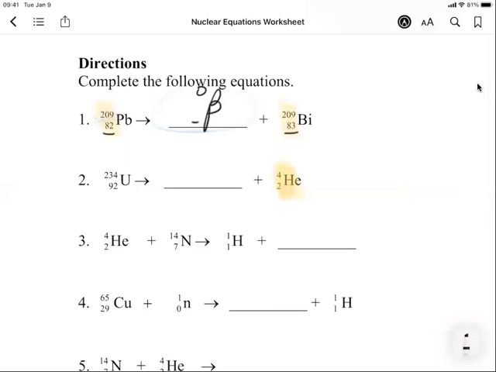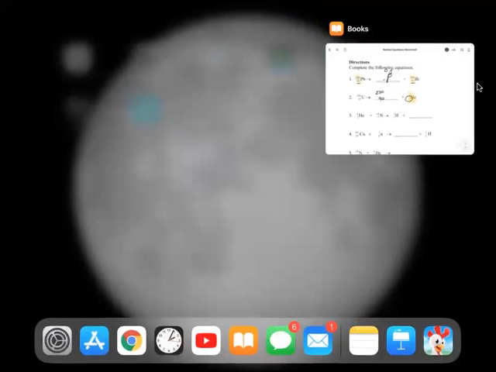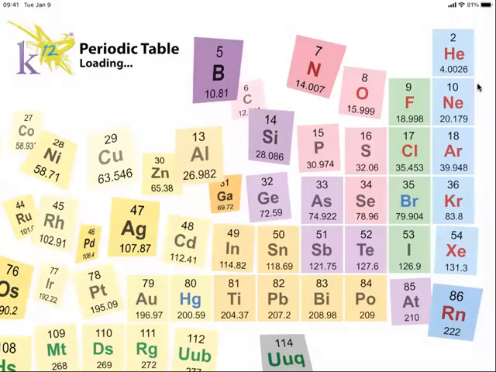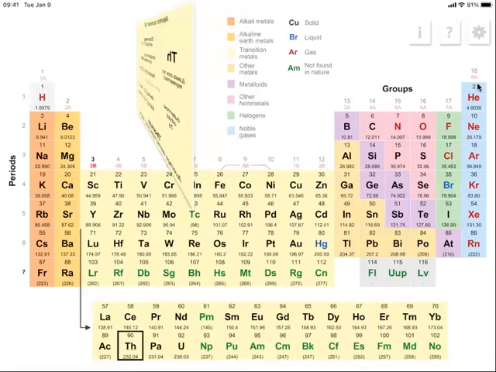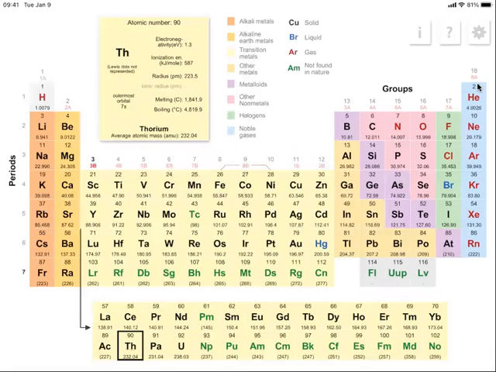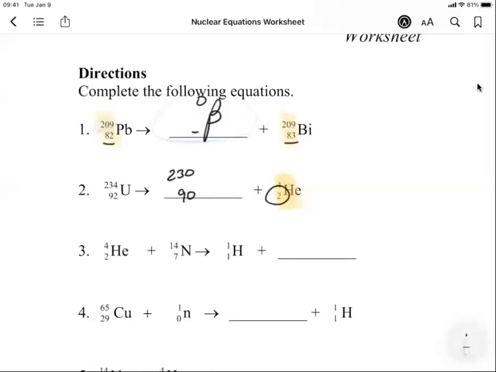So we start with 234. We're going to go down to 230, and our atomic number decreases by 2. So we go from 92 to 90. Now we go find our periodic table, and we find number 90, all the way in the bottom. There it is. Thorium. So then we go back, and we put in TH.